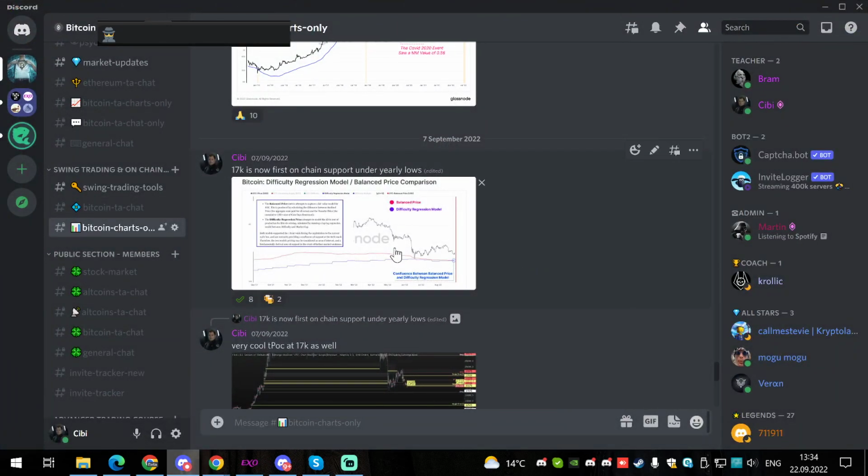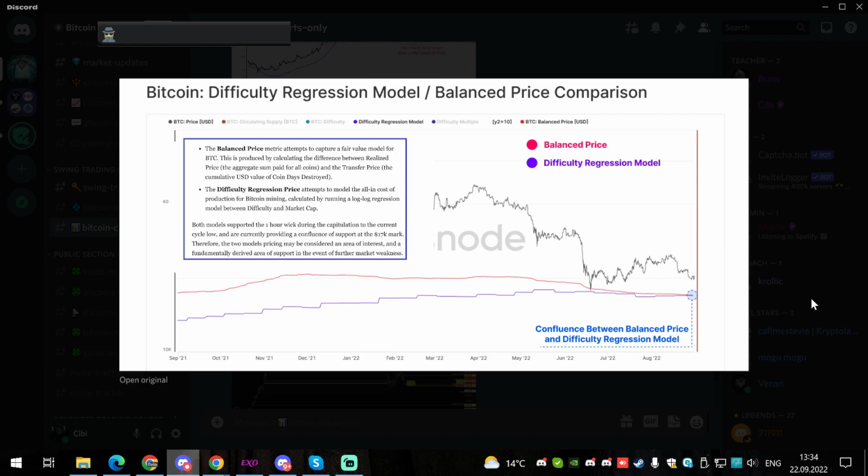So we in our group like to combine a bit of order flow, on-chain data, and then the analysis. On-chain data are really powerful, but you need to be really picky what you actually use, because most of it is bullshit, yeah, which is like lagging and so on. But this is really great. You can read about it. We are getting first on-chain support here at 17k, yes, based on balance price and difficulty regression model.